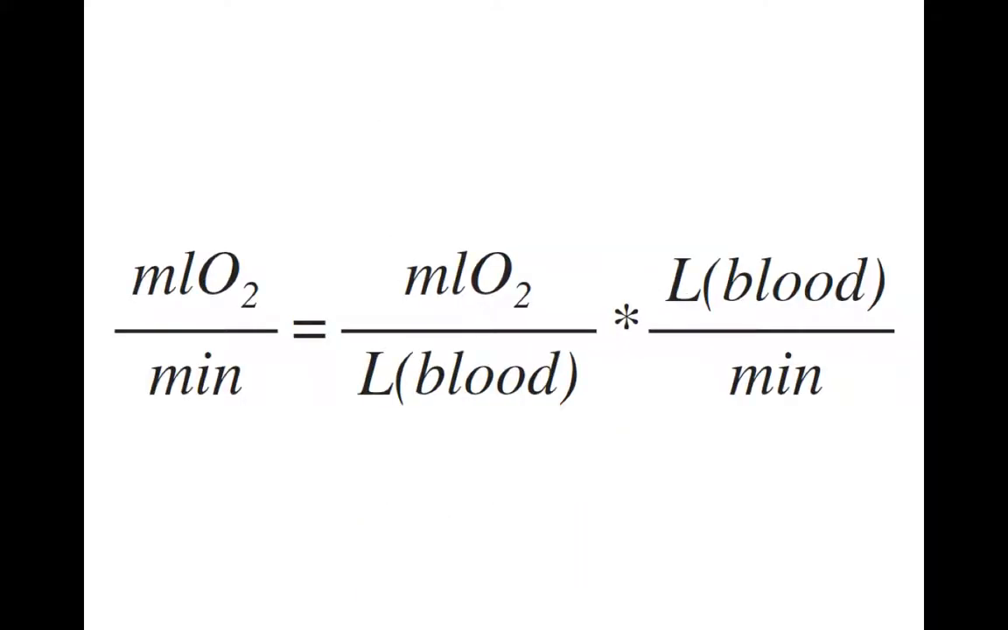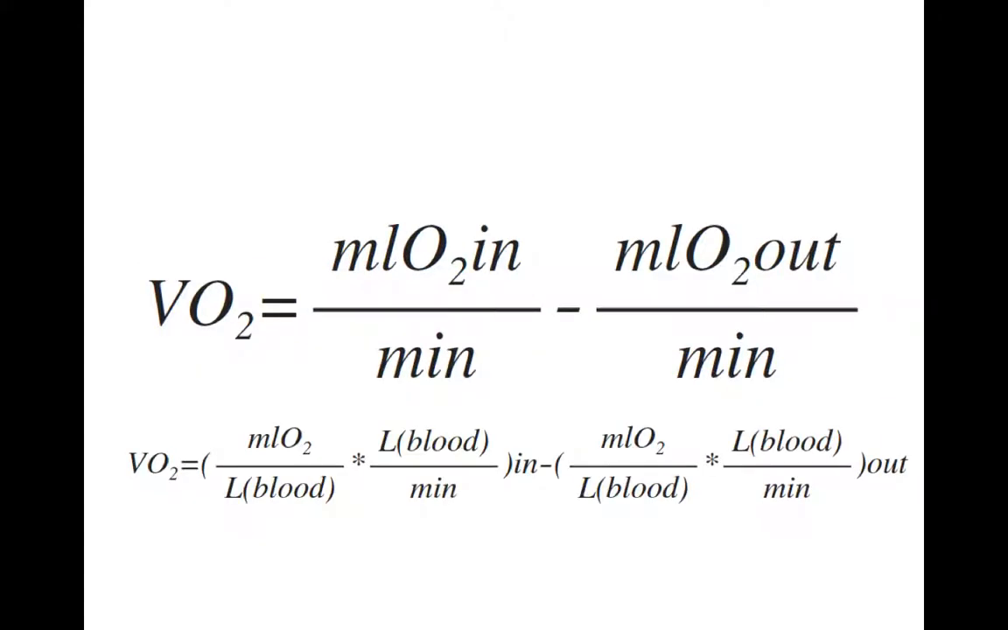All right, so how does this idea that we've just fleshed out apply to what we were talking about before with VO2? Well, we can add this concept into our VO2 equation. So on top, we have the equation we had before. The simple idea: VO2 is the milliliters of oxygen going into your tissue per minute minus the milliliters of oxygen coming out of your tissue per minute.